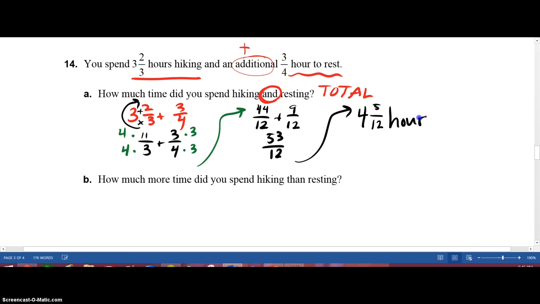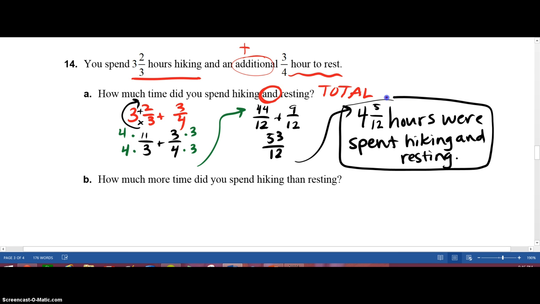So I'm going to make this a complete sentence. Remember, word problem, word answer. So 4 and 5/12 hours were spent hiking and resting. And we really want to be as specific as possible when we are answering our word problems. If we find some crazy answer, hopefully we think, well, maybe I made a mistake, so I'm going to go back and check my work.